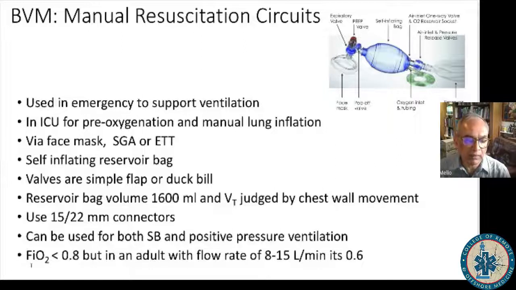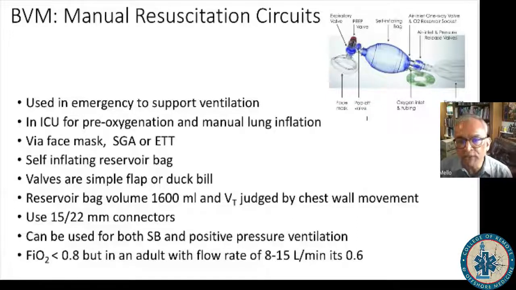People forget that the maximum fraction inspired oxygenation is just about 0.8, and in an adult, a flow rate of 15 liters per minute can give you an FiO2 of 0.6. There is also, in more sophisticated bag valve masks, the PEEP valve. So to summarize, there are only two ways you can improve oxygenation. One is by increasing the FiO2, and two, applying PEEP.